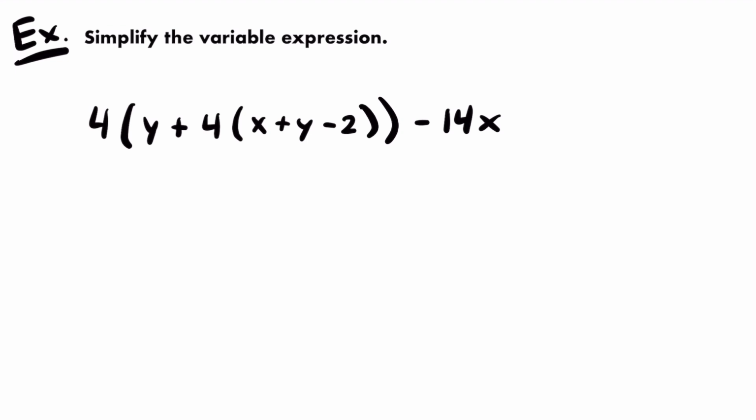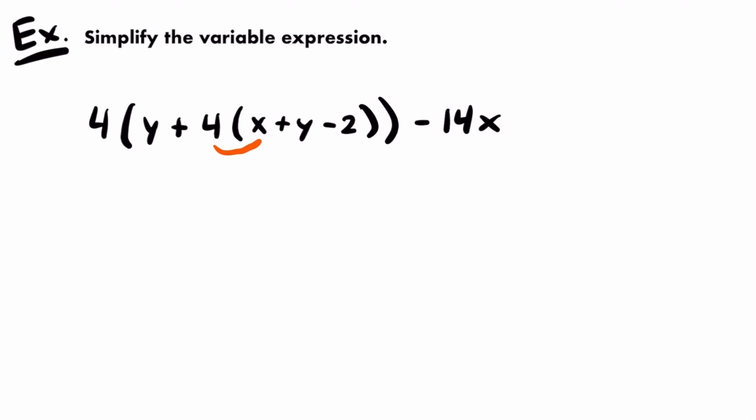You could do that and then distribute that 16 through this quantity, or you could wait and distribute this 4 through this quantity right now. And that's what I'm going to choose to do here. I'm going to start by simplifying what is inside these parentheses, and then I will multiply 4 by what's left. Okay, so what I'm going to do is distribute 4 through this quantity.